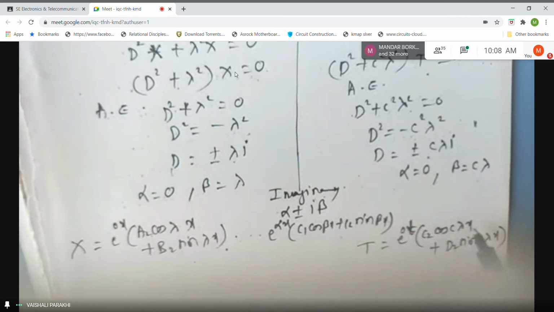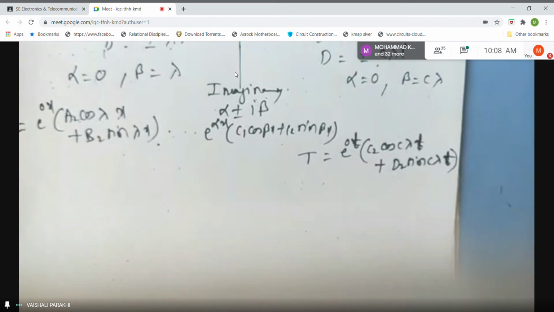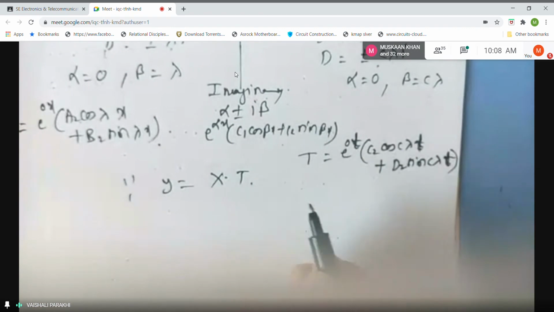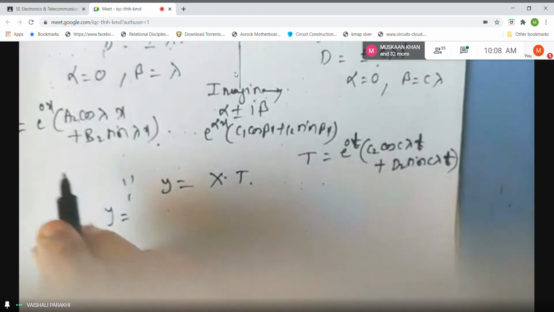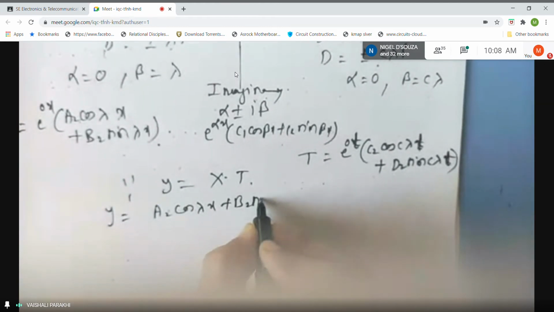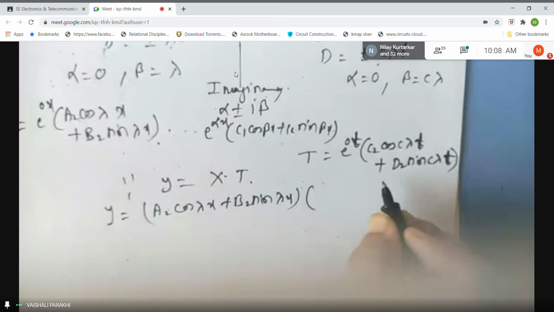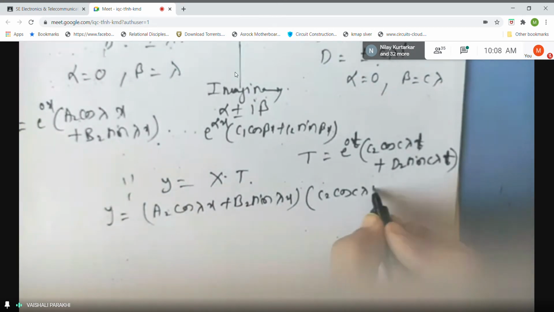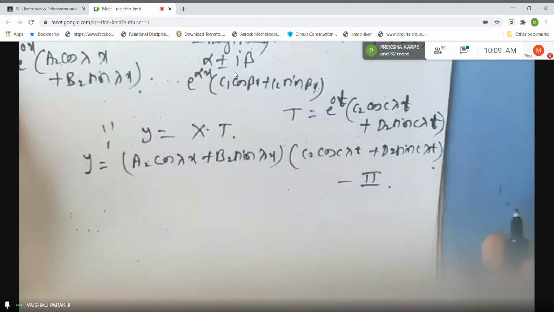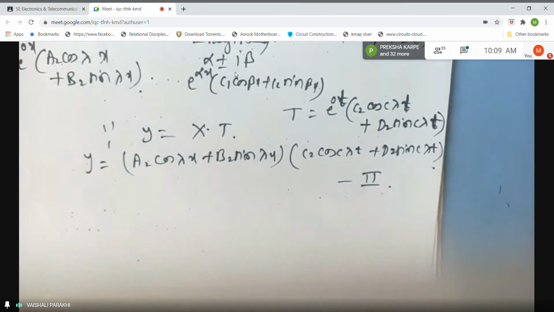Now, as I told you, take this solution in terms of t because you are solving the equation in terms of t. And then as y is equal to X into T, let us substitute. Anything raised to 0 is 1, that you know. So A2 cos of lambda x plus B2 sin of lambda x, into C2 cos of c lambda t plus D2 sin of c lambda t. Okay. And you can give Roman 2 to this equation. So this case is when k is negative.